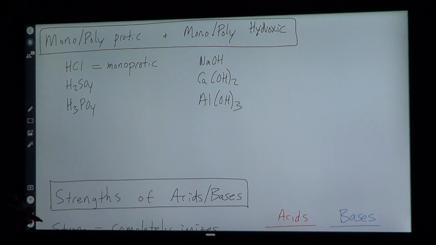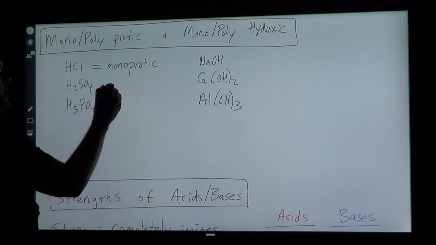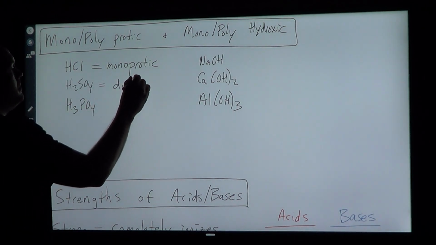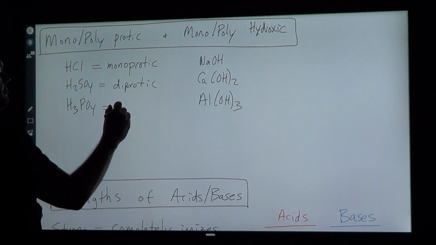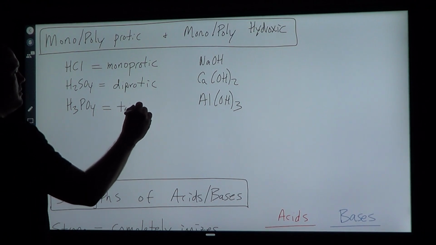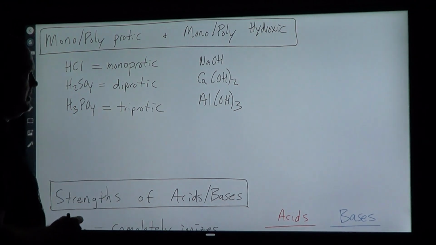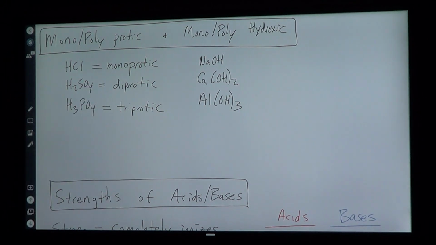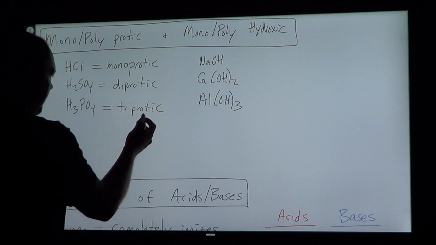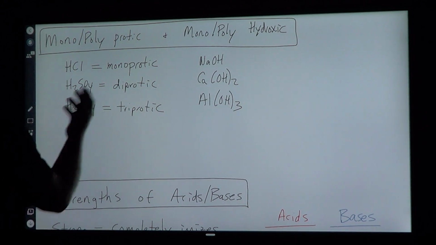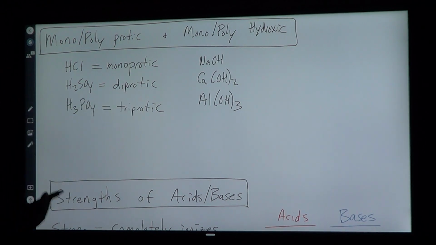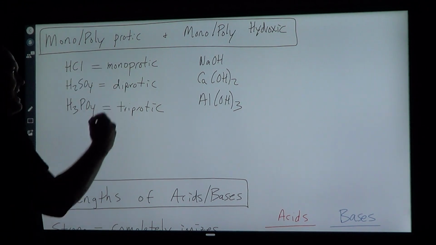And sulfuric acid has 2 hydrogens it can donate, so this is diprotic. And H3PO4, phosphoric acid, is triprotic. Okay? This becomes really, really important when we get to section 3 and we do the math. Because if it's triprotic, you have to multiply by 3 every time you have math that involves the hydrogens. If it's diprotic, you have to times by 2. So this is how we classify the acids.